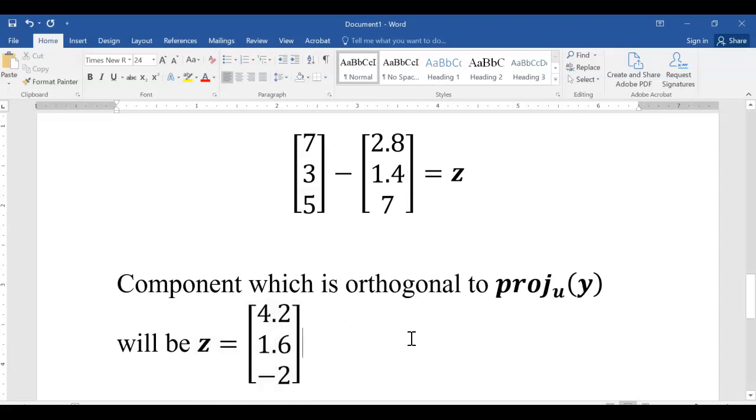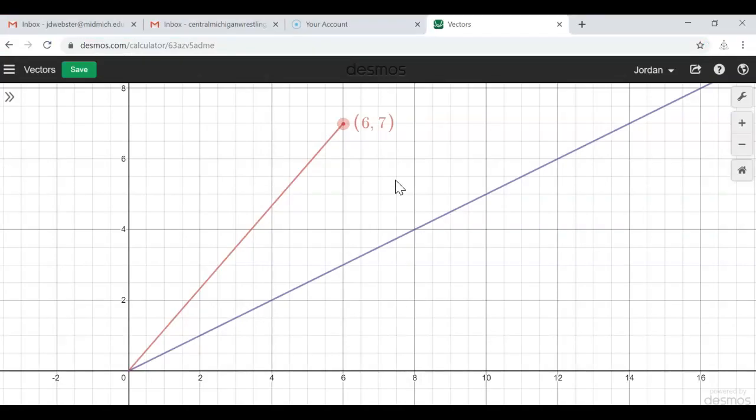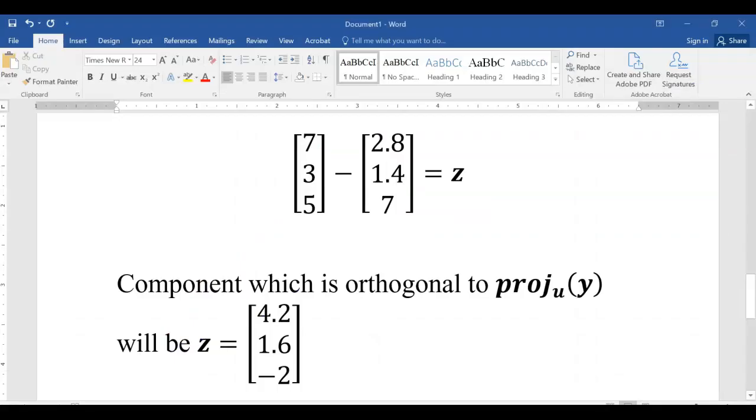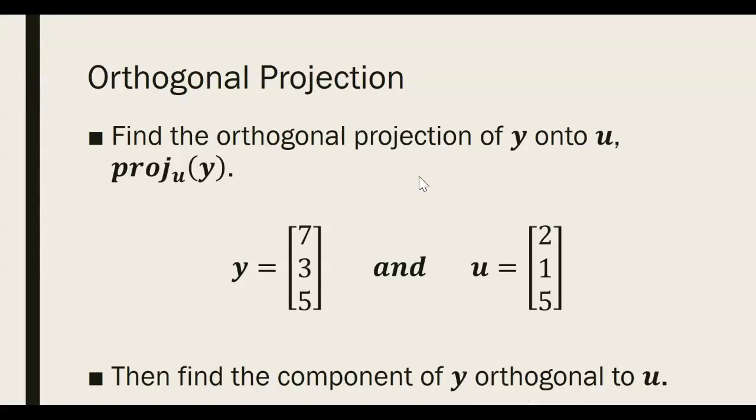Now, it's harder to draw this because we're in 3 dimensions, but it is the same concept as the thing we had before, drawing these vectors. All right? I want you to try this on your own. Find the orthogonal projection of y onto u when my u is 3, 0, 3, and my y is 7, 3, 5 once again.